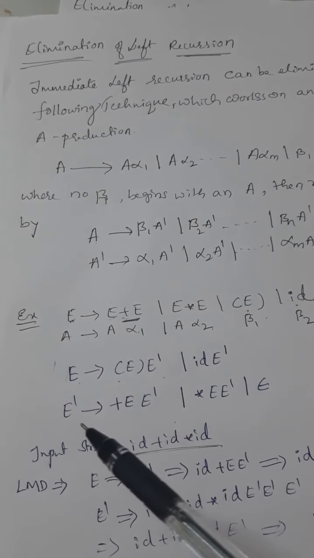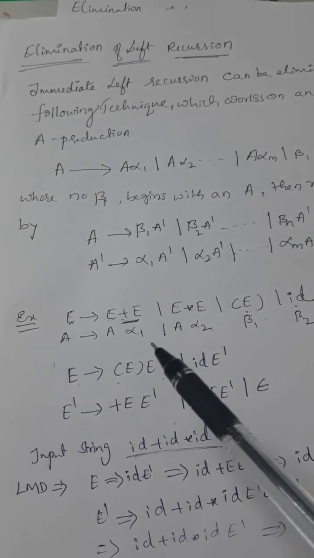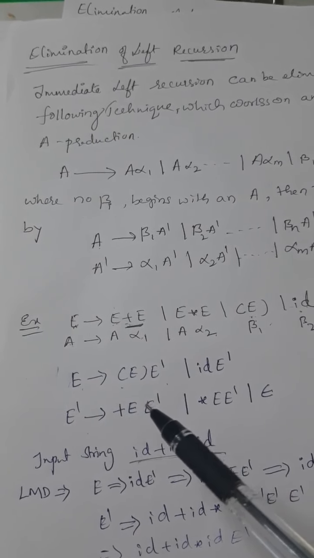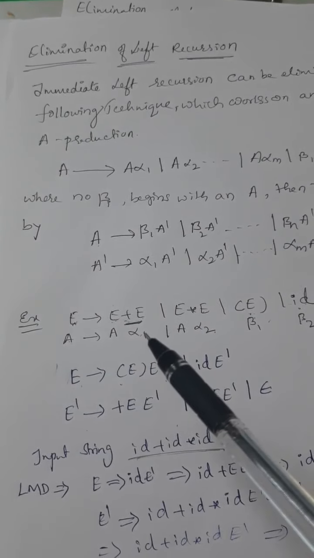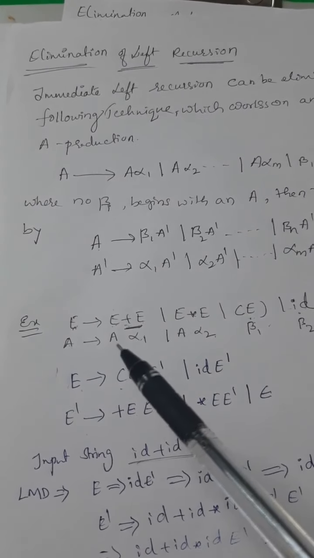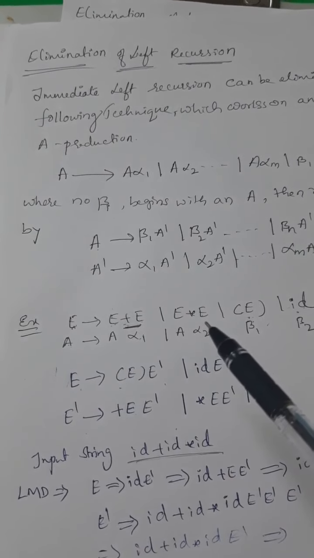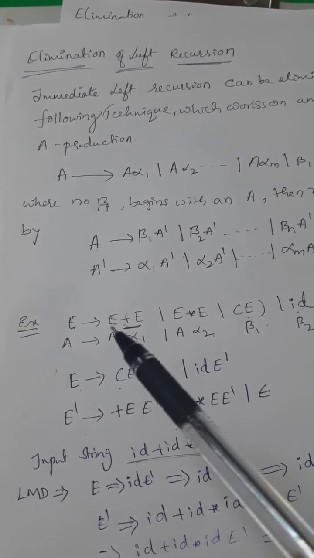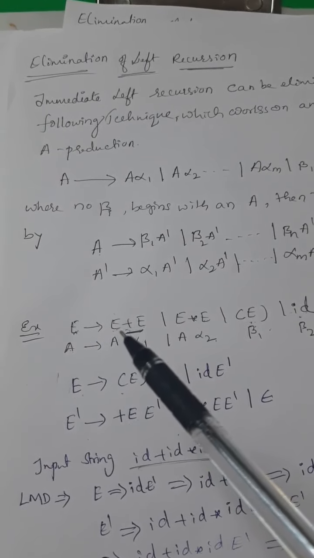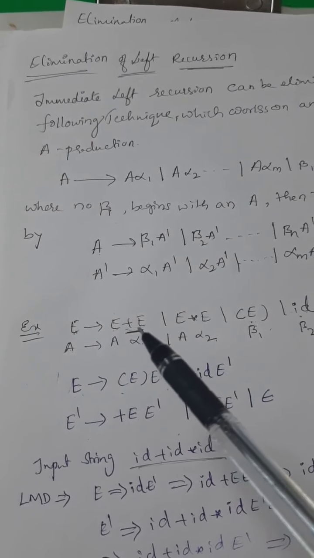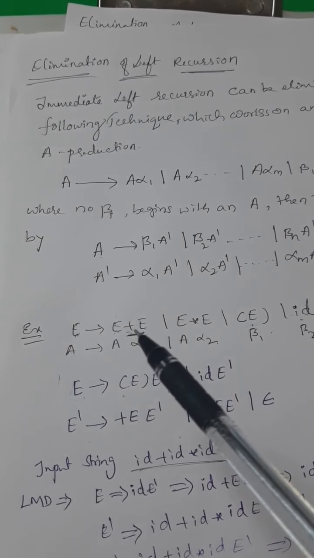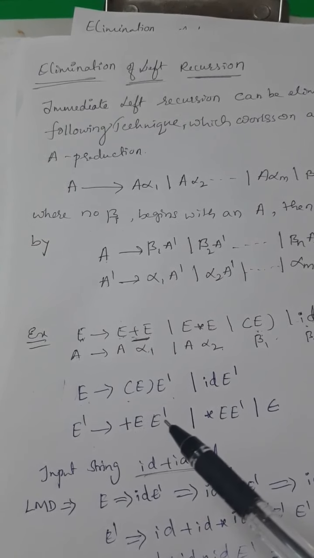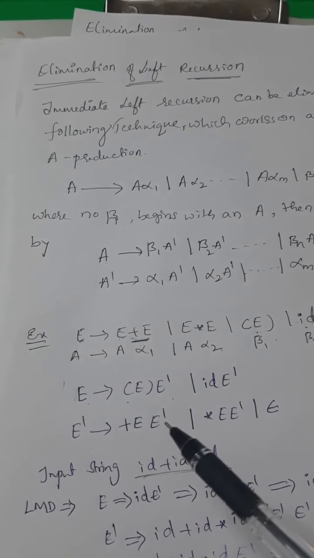So what does this E dash produce? E dash produces alpha along with the new grammar symbol. So what is the alpha in this? For this we are going to consider the production which has a left recursion. After leaving a grammar symbol, that is E in this case, whatever is left out is alpha 1. So what is left out in the first production? Plus E. So I had written plus E along with the new grammar symbol E dash.